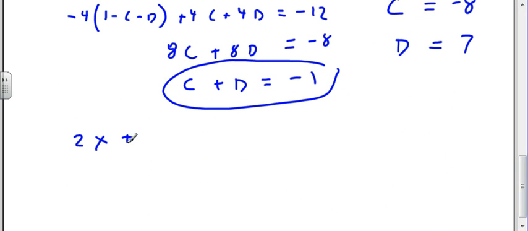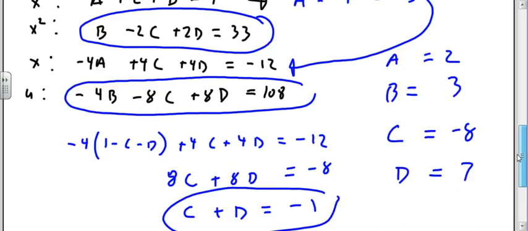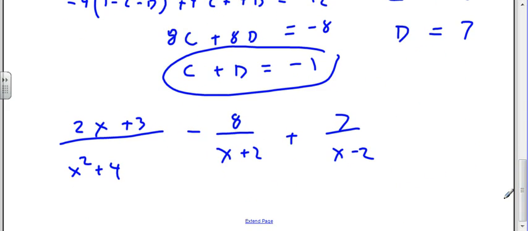plus 3 divided by x squared plus 4 minus 8 over x plus 2 plus 7 over x minus 2, if I remembered it right. Did I remember it right? Yes, I did.